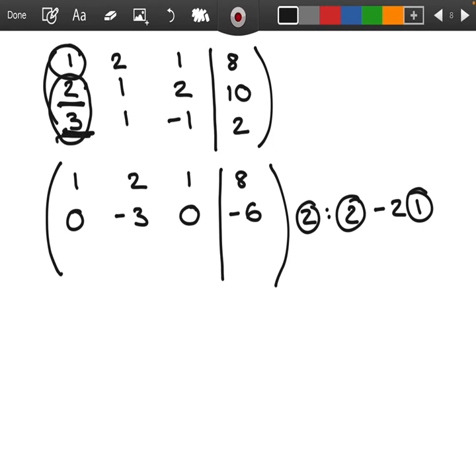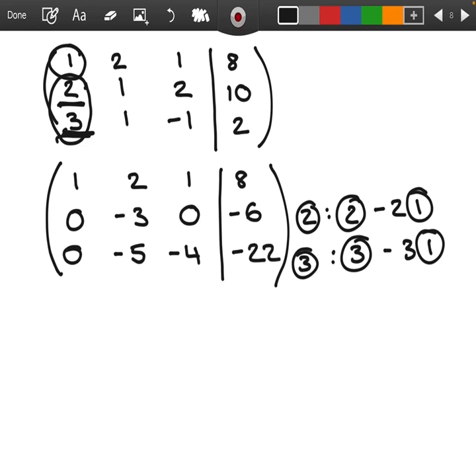Then I want to make this 3 into a 0. How do I do that? I subtract 3 times my first equation from my third equation. So my new third row becomes my old third row minus 3 times my first row. That makes that a 0. Then 1 minus 3 times 2 gives me negative 5. Negative 1 minus 3 times 1 gives me negative 4. And 2 minus 3 times 8 gives me negative 22. Exactly the same in equation form, it's just now that we have this in matrix form.